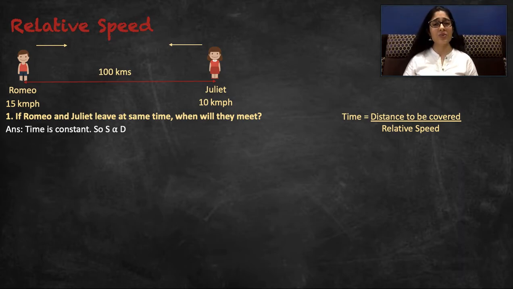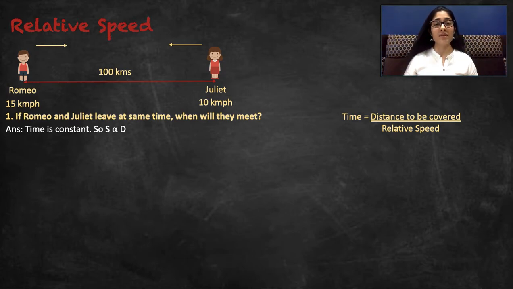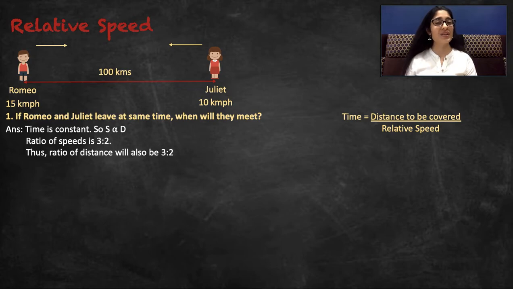Now in this case we know that both of them are going to meet somewhere, which means they are traveling for the same time. So time is constant. Now as we have learnt in our previous video, if time is constant, speed will be directly proportional to distance covered. Now here we know that speeds of Romeo and Juliet are in the ratio 3:2. So distance covered will also be in the ratio 3:2.